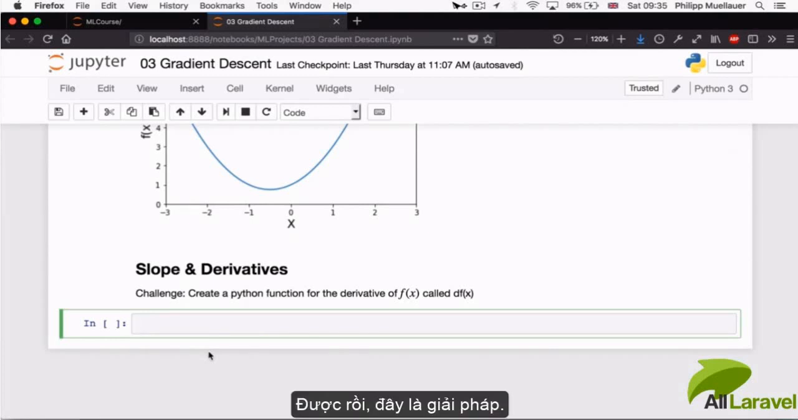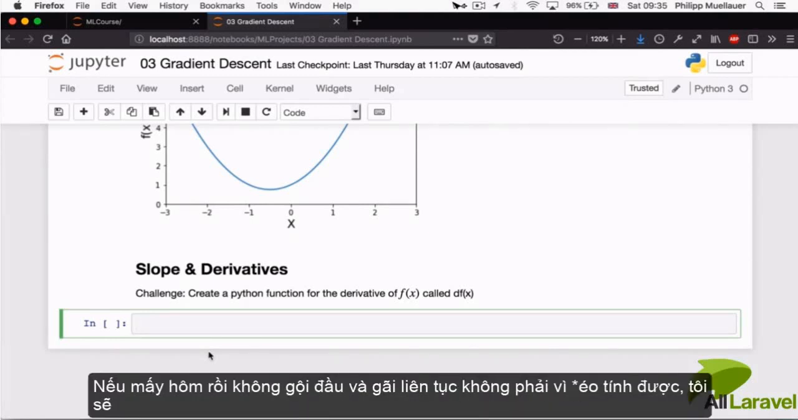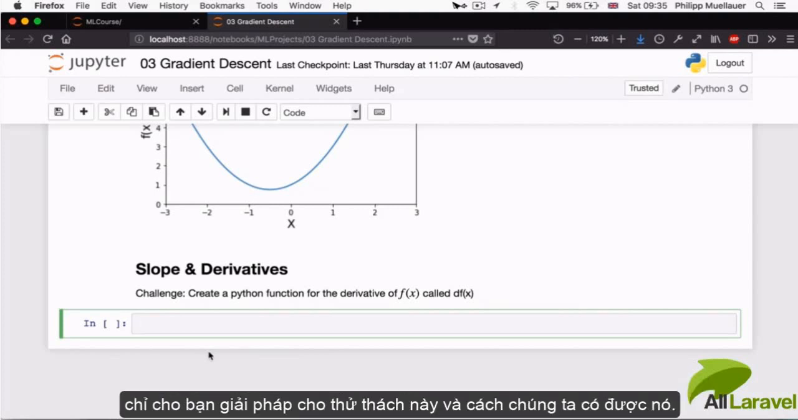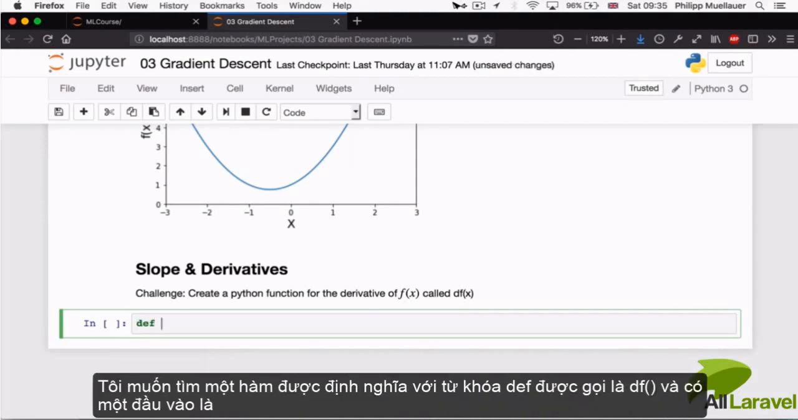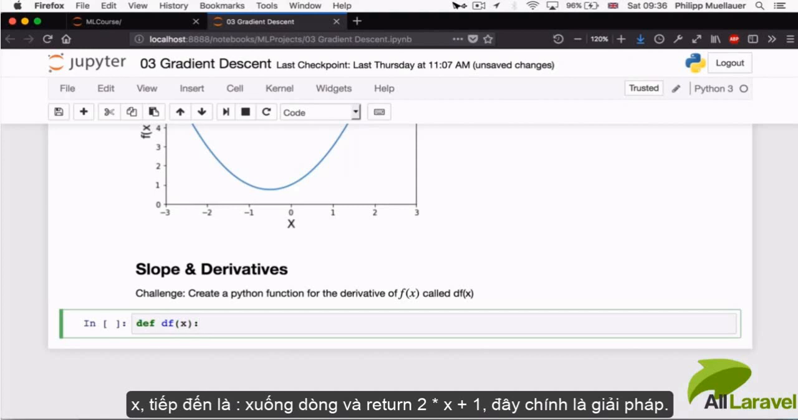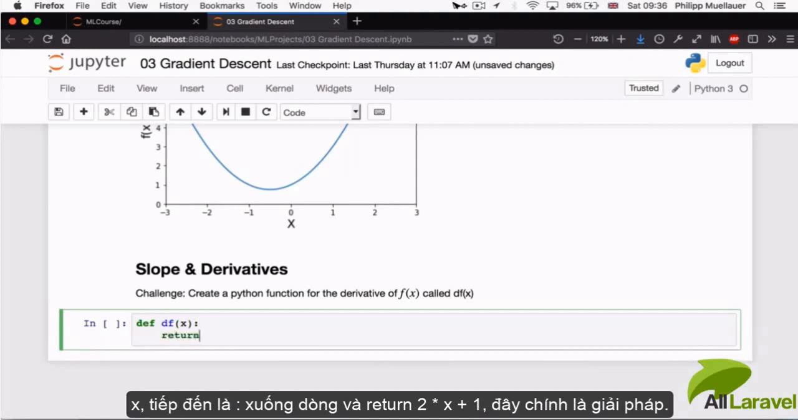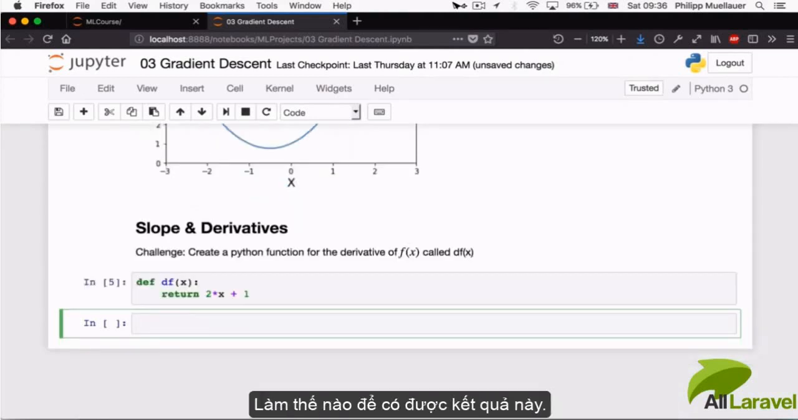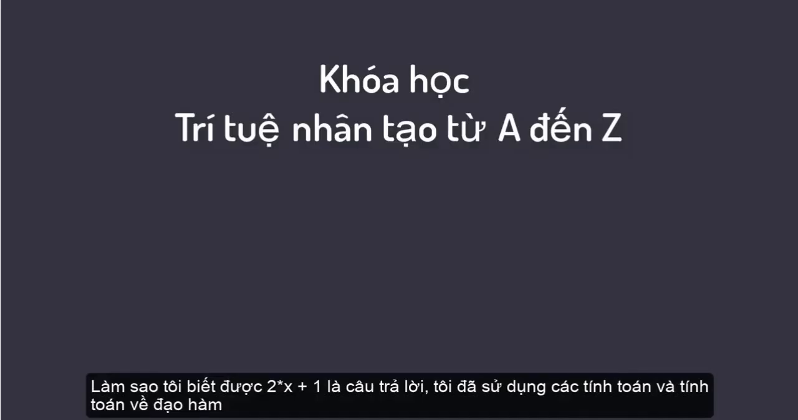All right, so here's the solution. If you were scratching your head at this point because your calculus is a little bit rusty, let me show you what the solution is and also how we arrived at it. So I'm going to define a function with the def keyword, then I'm going to call it df, and have one input, namely x, colon, new line, return 2 times x plus 1. And that's it. So how did I arrive at this? How did I know it was going to be 2x plus 1? So the answer is I used calculus.